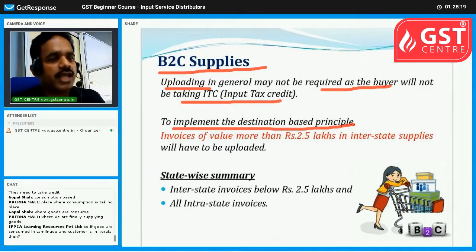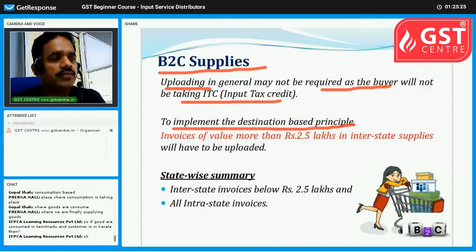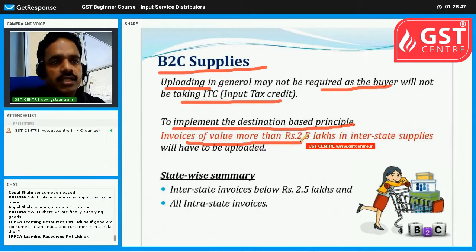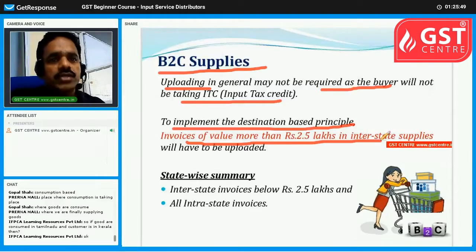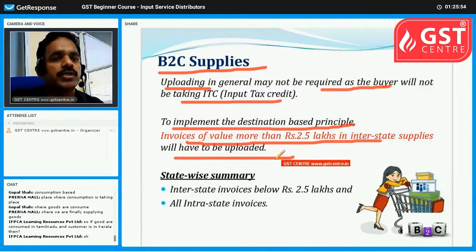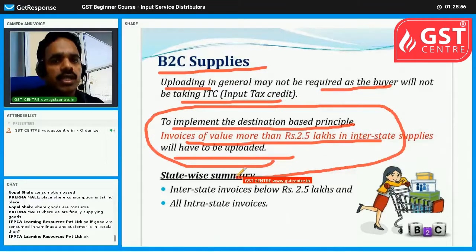The customer is in Kerala, tax will go to the Kerala government only. If he is traveling from Kerala to Tamil Nadu and it was consumed after crossing the boundary of Kerala and entering Tamil Nadu state, it doesn't matter. The tax is already gone while purchasing. Okay. So in that case, invoice of value more than 2.5 lakhs in interstate supplies will have to be uploaded. So it is very important.